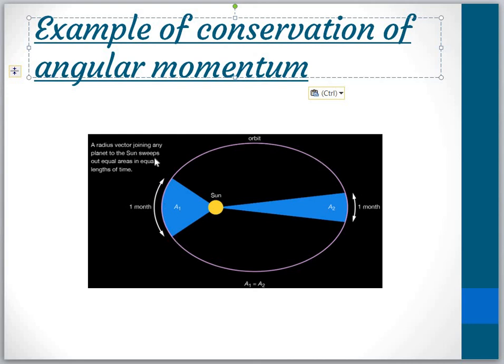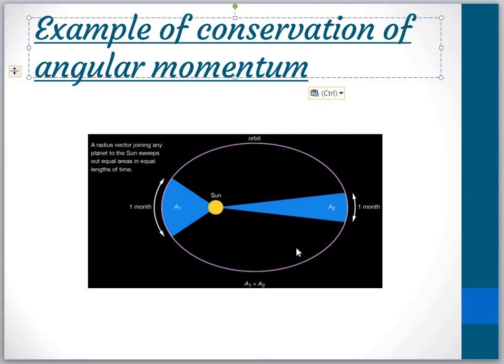So we can explain this in both ways. We can explain the speed of the planet near the apogee and perigee in terms of conservation of angular momentum and conservation of areal velocity, even though both are the same.